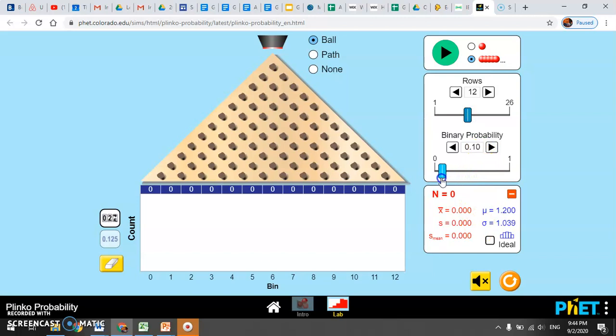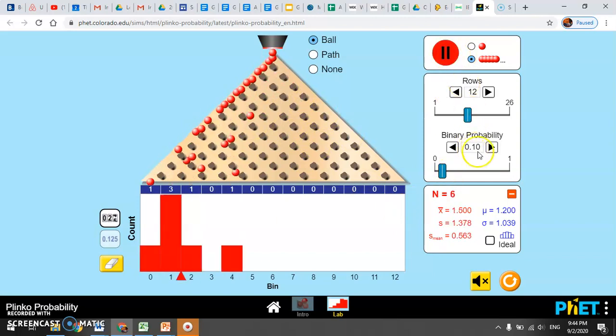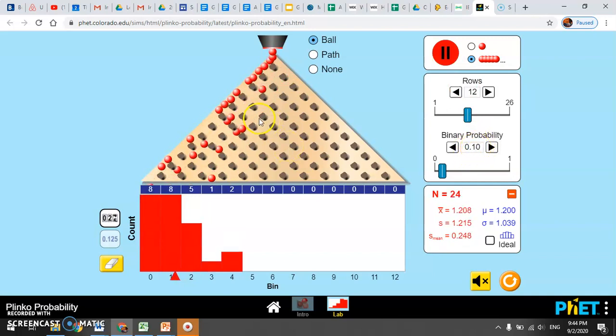I'm going to make it really low. Look at that, 10%. Wow, most of them are going to go all the way that way. And play it up. Let's see. Wow, since I made the probability so low, right? 10% chance this way, that means 90% chance this way. Look at all these bounces now this way because there's 90% chance they'll bounce left. But we can still see the same shape emerging.